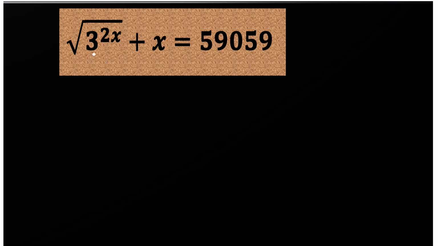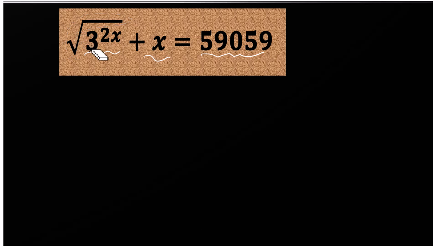Now let's pause the video and give this a try. Okay, now let's check this. We have 3 to the power 2x on the root sign here, plus x equals 59059. Now the only problem here is the square root sign.